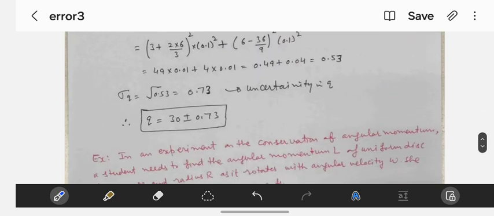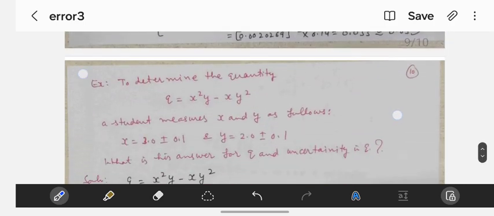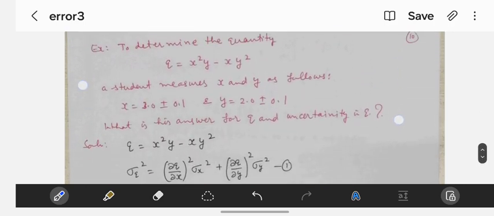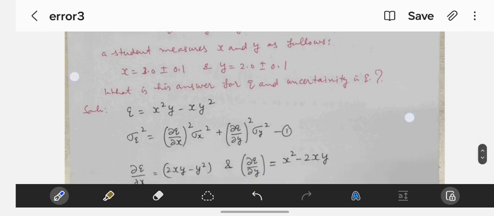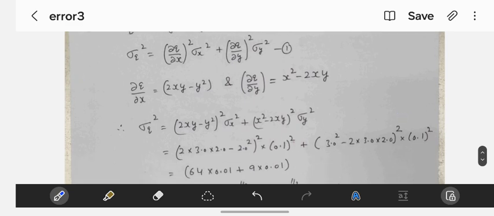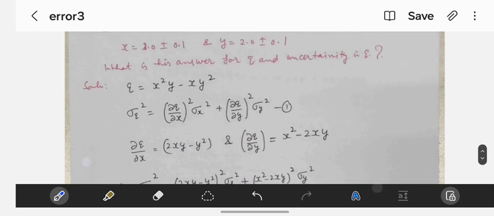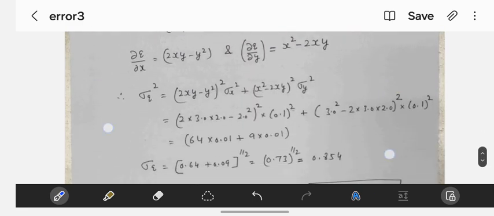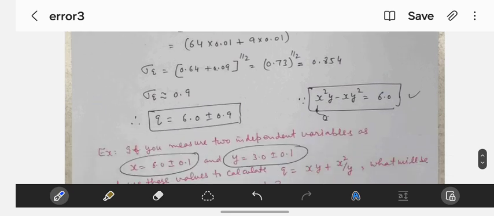Now this is a random page. We'll see it. To determine the quantity Q, a student measures x and y as follows. What is the answer for the uncertainty in Q? So first, del Q by del x, follow the same procedure. Sigma Q square will be this, and we know the values of x, y, sigma x and sigma y from the given question. Put in the values, then sigma Q will be 0.9, and the original value we know.